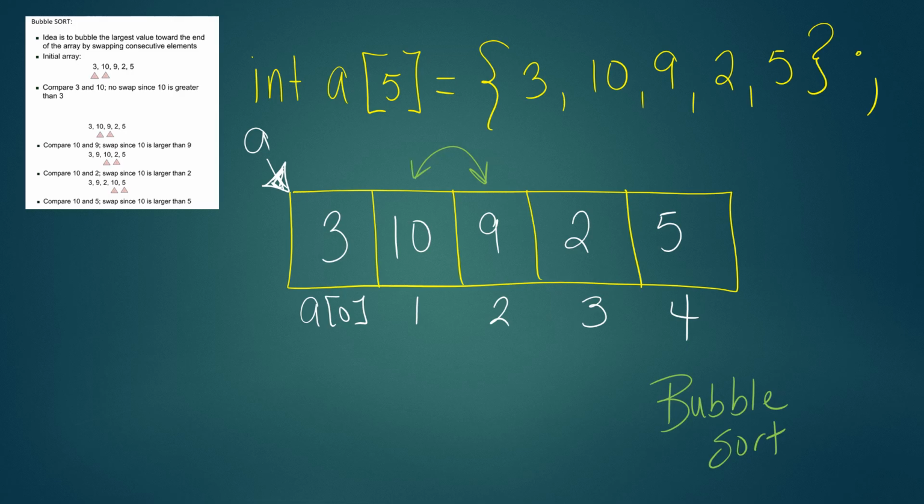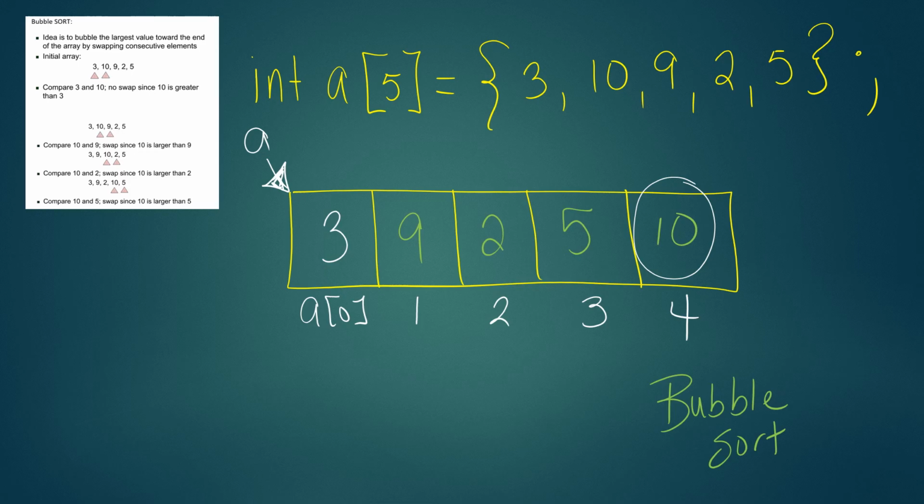It's going to swap these, 9 and 10. Moves on to the next one. We'll swap these, 2 and 10. Moves on to the next one. We'll swap these, 5 and 10. And now it has gone through the first pass. So after the first pass, the largest one will be on the end.